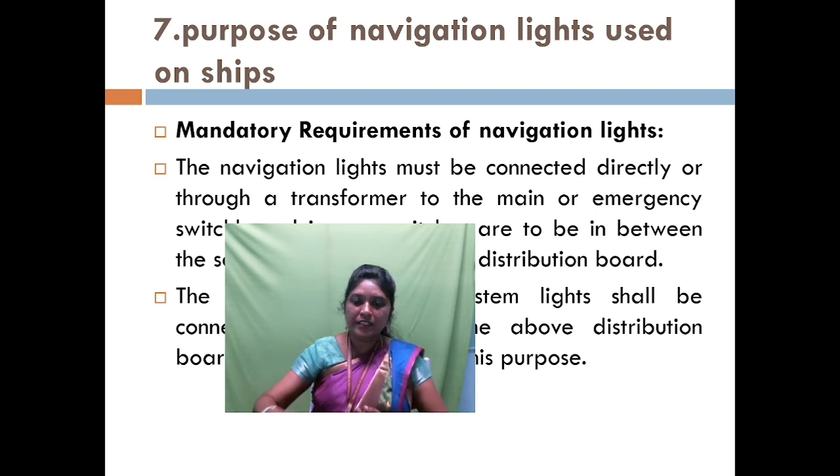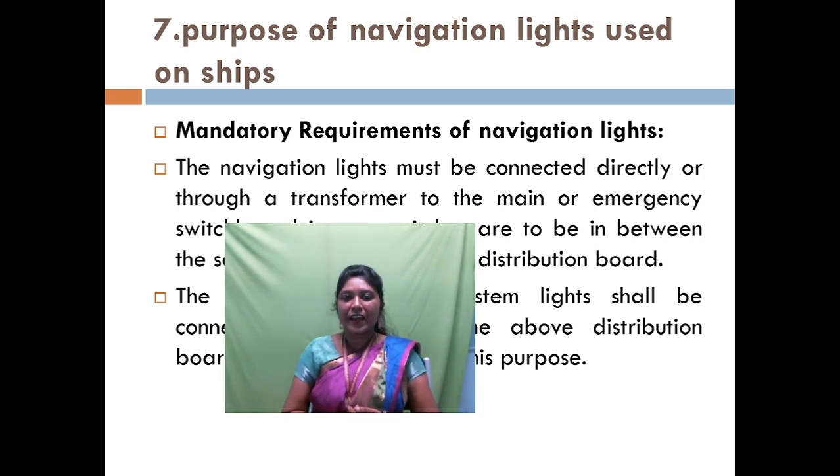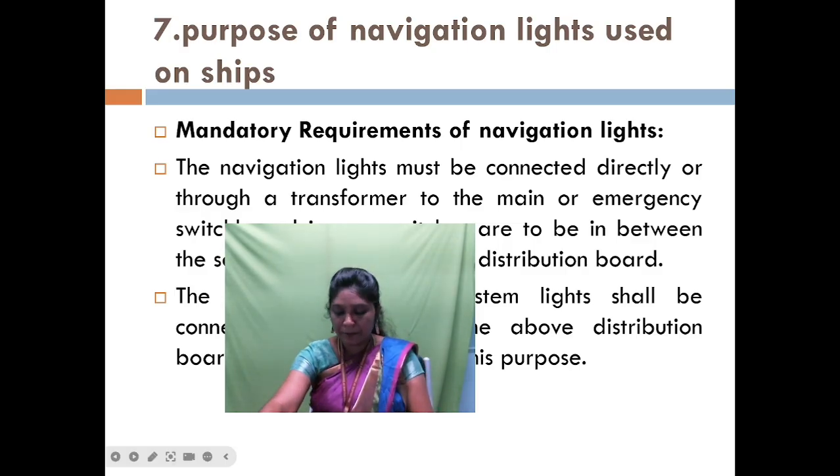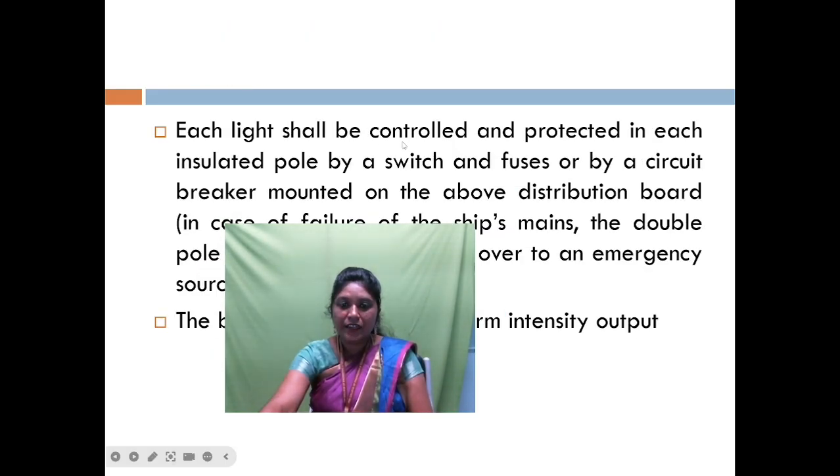The masthead, side and stern lights shall be connected separately to the distribution panel, which is reserved for this purpose. Each light shall be controlled and protected in the insulated pole by the switch and fuse or by circuit breaker that is mounted on the above distribution board. In case of main ship's failure, the switch should be changed over to the emergency supply.